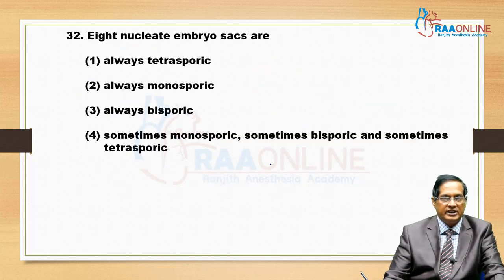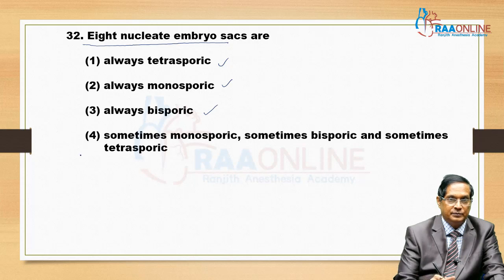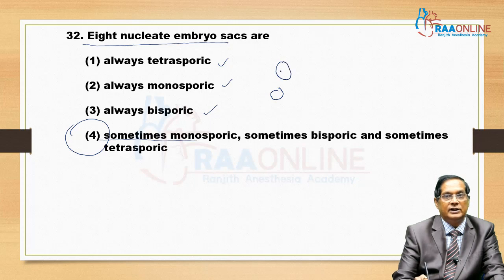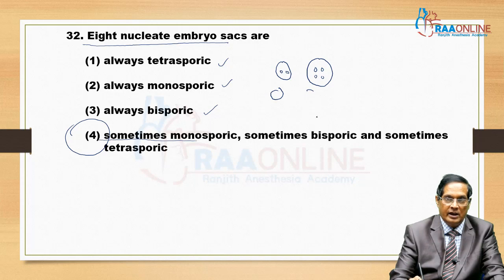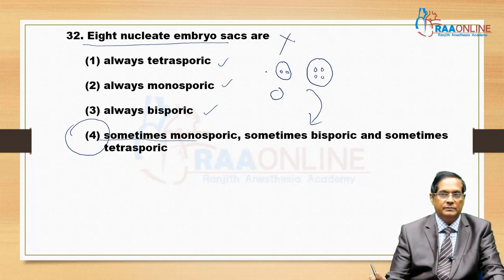Now, the 8-nucleate embryo sac. It may be tetrasporic, it may be monosporic, it may be bisporic. So that's why the answer is 4. If it develops from a single megaspore, then monosporic. If from a cell with 2 megaspore nuclei, then bisporic. If from a cell which has 4 megaspore nuclei, then tetrasporic. All possibilities are there. They are not needed for this purpose.